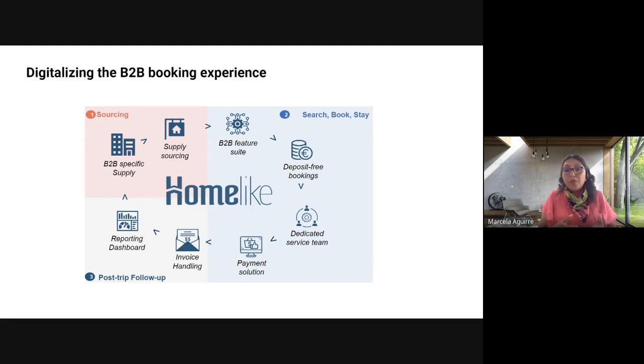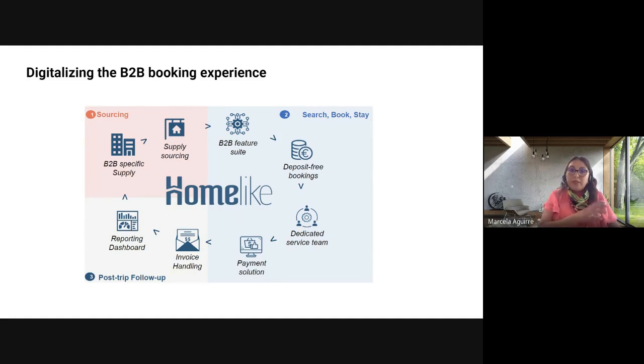Also, a deposit-free solution that is going to be via company guarantee. A best-in-class customer service to assist with any problem during the guest stay. And also, Homelike is going to allow payment terms, and surely you will agree with me that this is one of the key differences between both types of bookings, and it depends on the market type. And finally, there is going to be a recurrent payment solution for those bookings that are longer than a month, with only one centralized payment going through the Homelike platform.